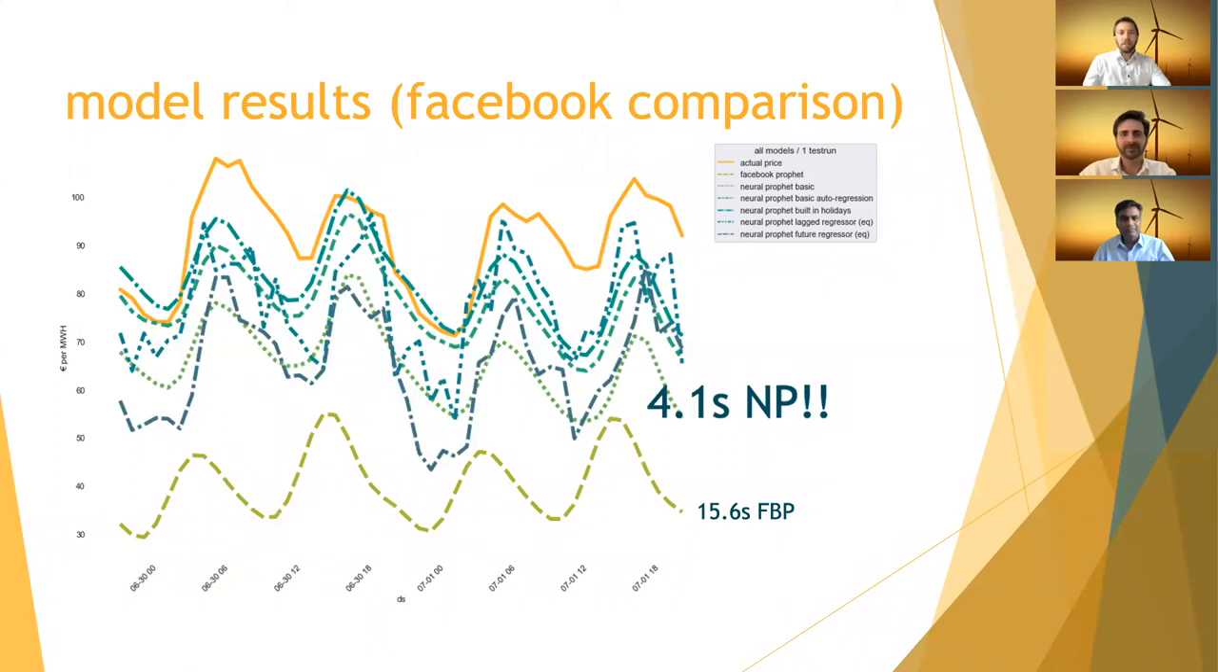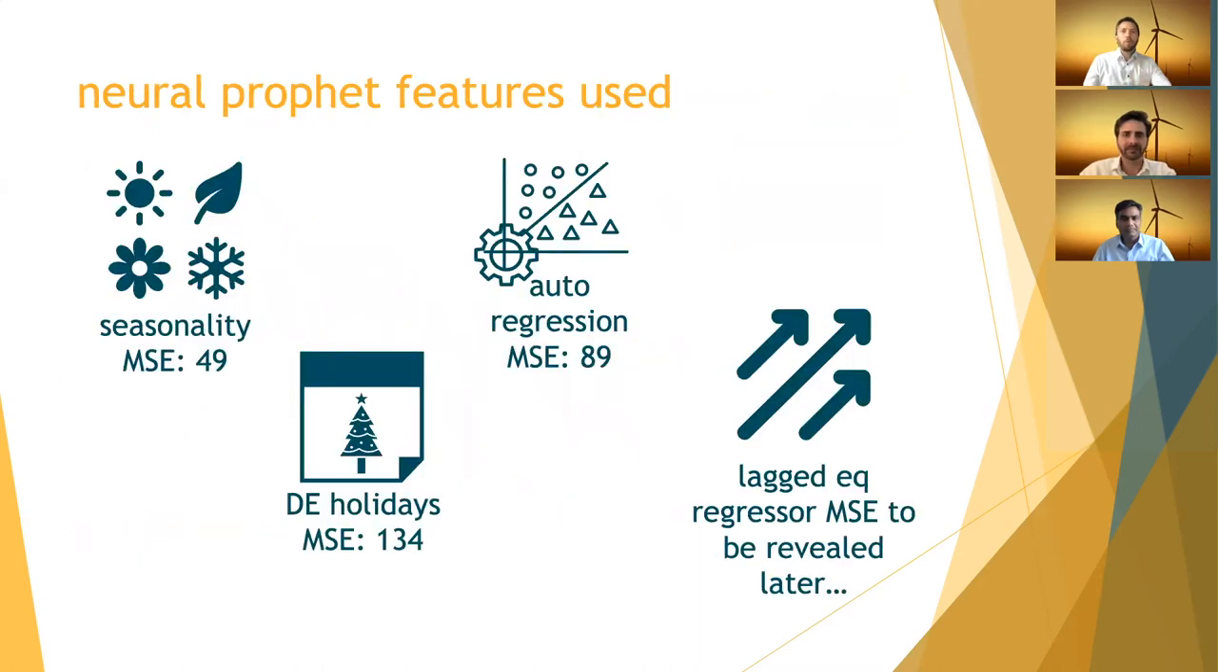And it is interesting to see that the neural profit is performing way better than the Facebook profit and is more than 3 times faster in doing so. So to make the test more robust, we ran multiple iterations of 48 hour runs and averaged these. And we also applied various built-in functions such as the seasonality, German holidays. We tried autoregression with 3 hidden layers and 10 epochs. And we also used the existing EQ model data as a lagged regressor.